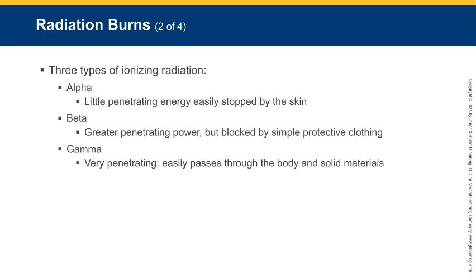There are three types of ionizing radiation: alpha, beta, and gamma radiation. Alpha radiation has little penetrating power and can be stopped by the skin. Beta radiation has more penetrating power but can be blocked by simple protective clothing. Gamma radiation is the most dangerous as it can penetrate through the body and solid materials, requiring significant shielding to prevent exposure.